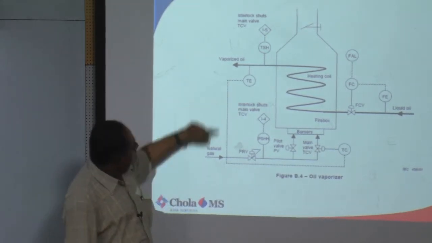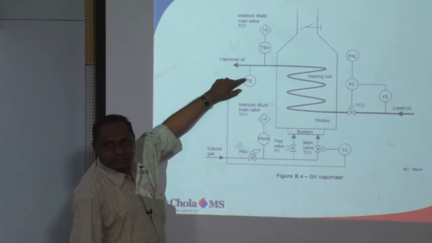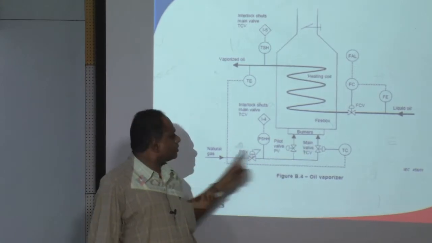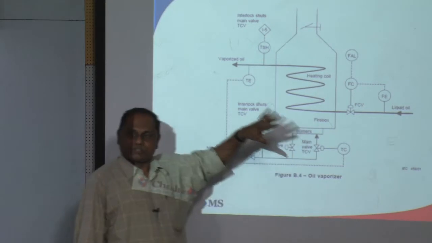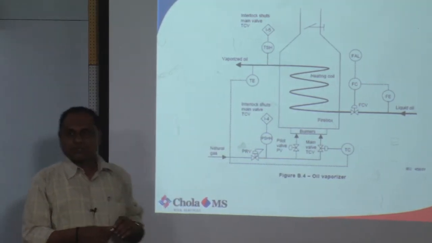This dotted line is showing that it's interlocking. That is, if the temperature goes high, this temperature element senses it and will cut off this control valve. So no gas will go. Okay. So how do you go a bit deeper? If you go through the HAZOP for this, you will understand.